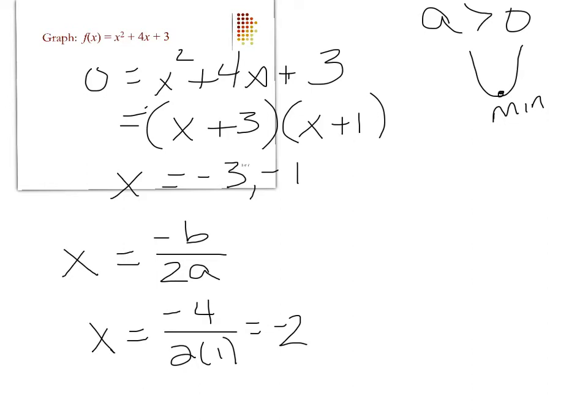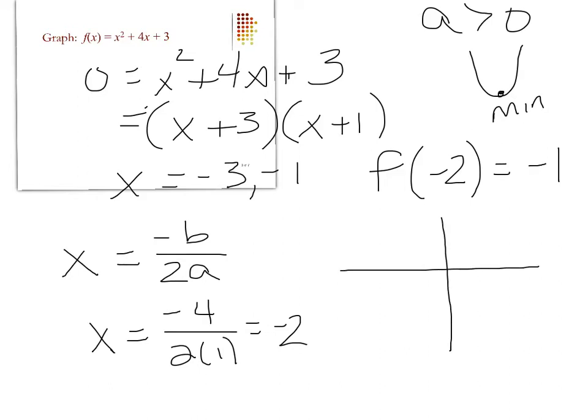We just plug in f of -2 into the original equation, and you'll get -1. So for your graph, you go to -2, -1. You're at -3 and -1 for your roots, and it goes up. And it also crosses over here at 3, for your y-intercept. And that would be how you'd graph this equation.